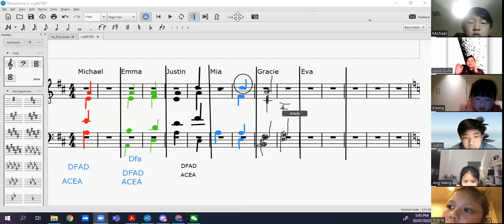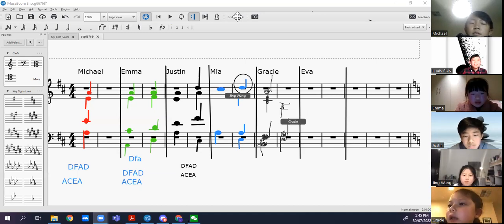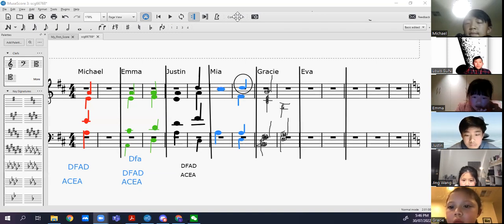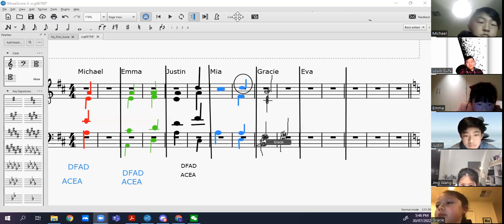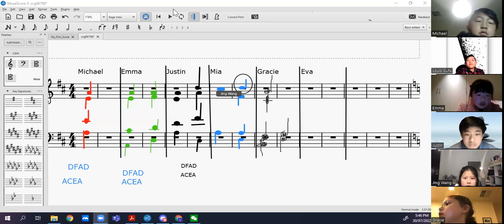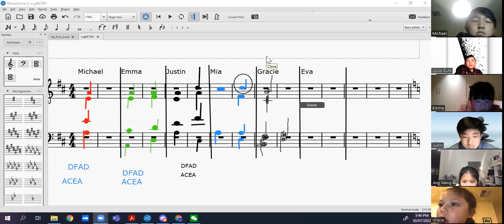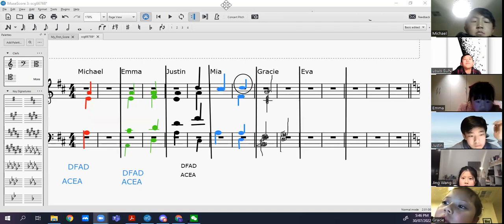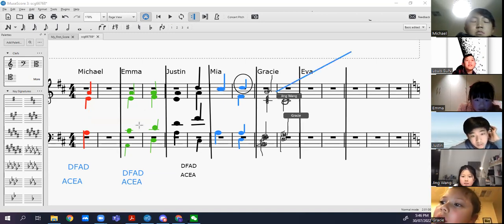Everyone, leading note to tonic. Please. The leading note of D major, C sharp, make sure it steps up to D. Please. Emma. Yep, same problem. Well, I mean technically that's correct, but sorry, let me just add the stem.